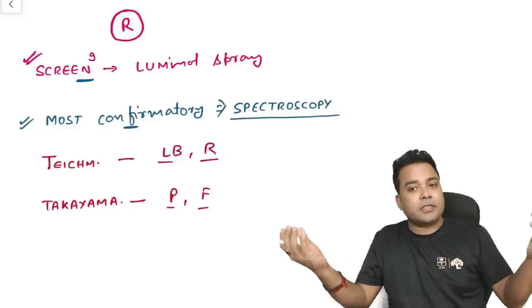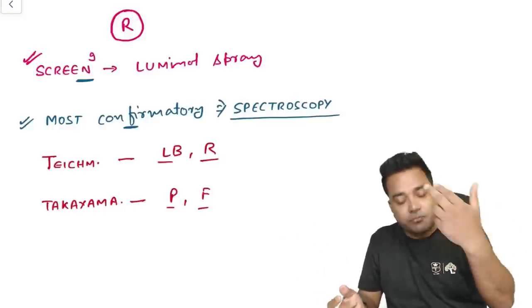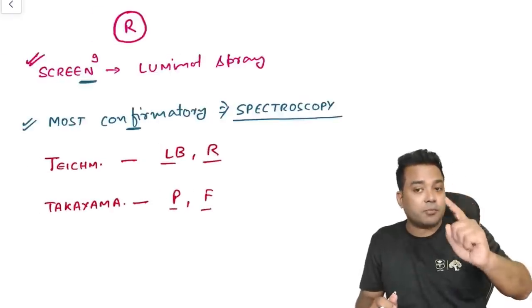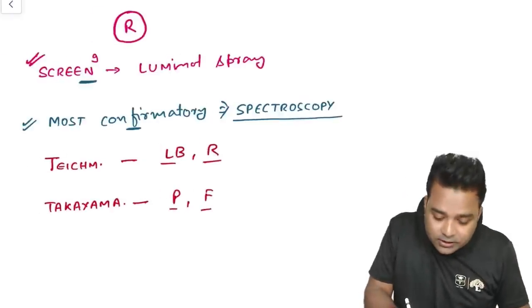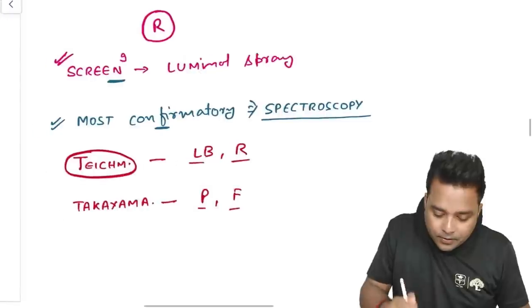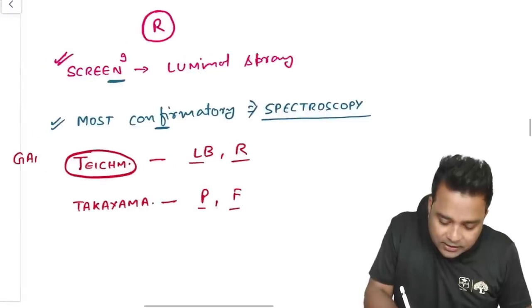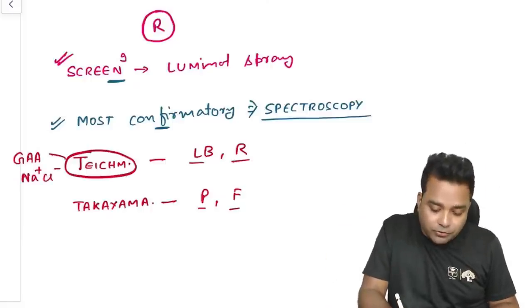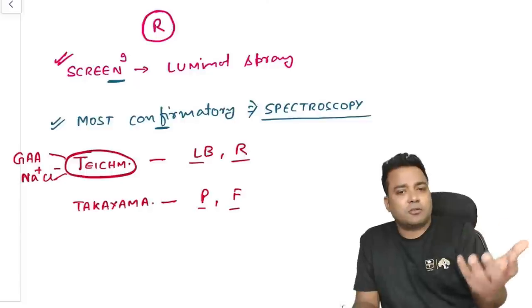My topic is revised. Another 1 minute for white stain analysis. What are the reagents in Teichmann's? This is a repeat All India exam question. Glacial acetic acid and sodium chloride. These are the two important reagents. Sodium chloride is namak, salt.